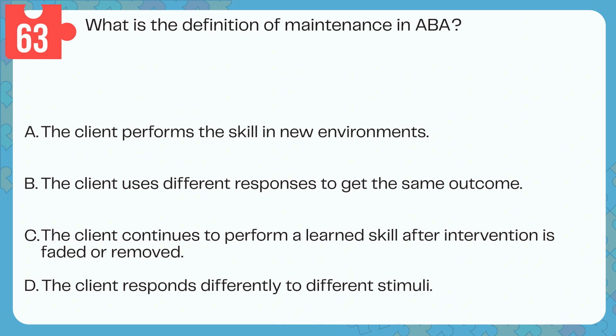Question 63. What is the definition of maintenance in ABA? A, the client performs the skill in new environments. B, the client uses different responses to get the same outcome. C, the client continues to perform a learned skill after intervention is faded or removed. D, the client responds differently to different stimuli.